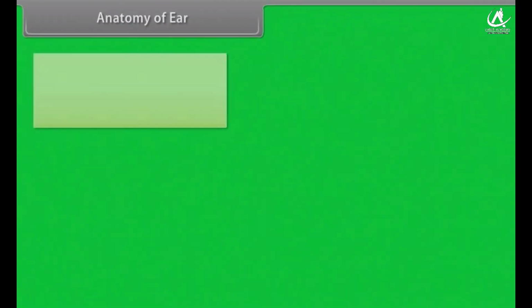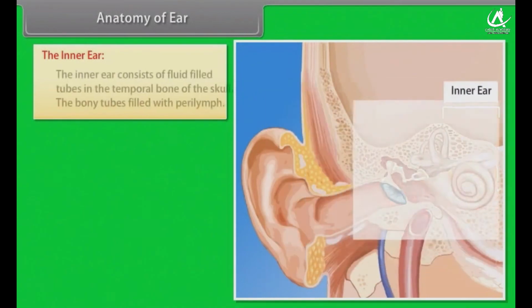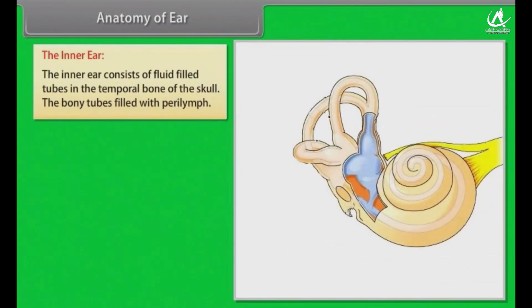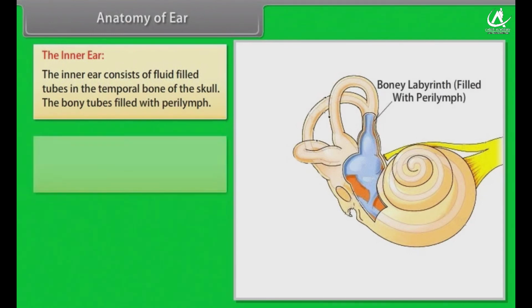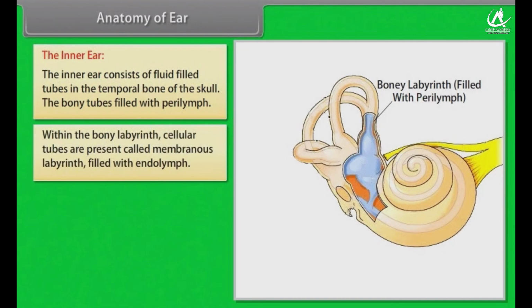Anatomy of the ear. The inner ear. The inner ear consists of fluid-filled tubes in the temporal bone of the skull. The bony tubes are filled with perilymph. Within the bony labyrinth, cellular tubes are present, called membranous labyrinth, filled with endolymph.